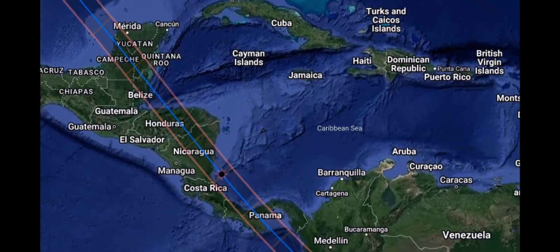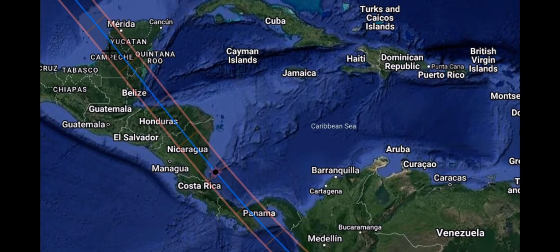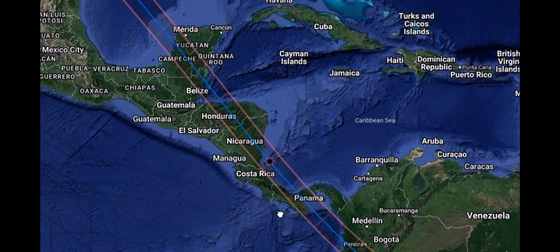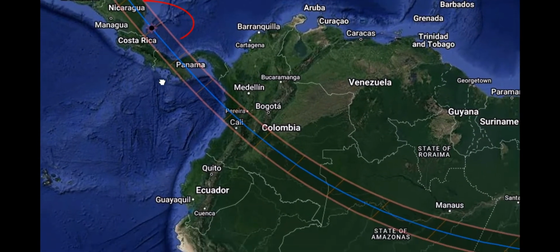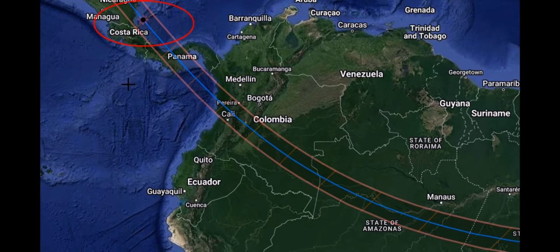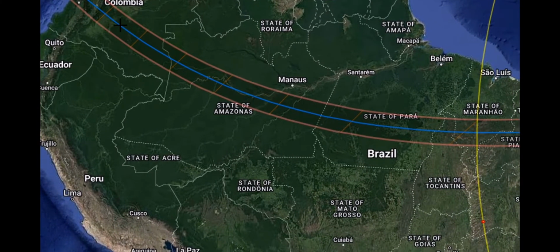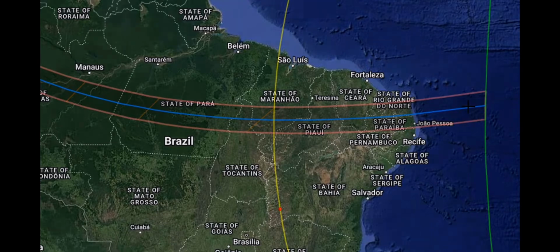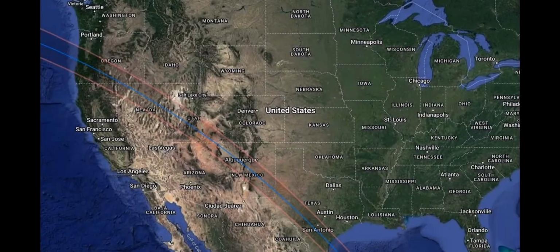The eclipse will touch land again here on the Yucatan Peninsula and then move through a healthy piece of Central America. Here's that black sun icon that we were talking about before. So Central America gets to see this eclipse around midday. And then the path moves on to the South American continent, passing over Colombia and Brazil before ending out here in the Atlantic Ocean.